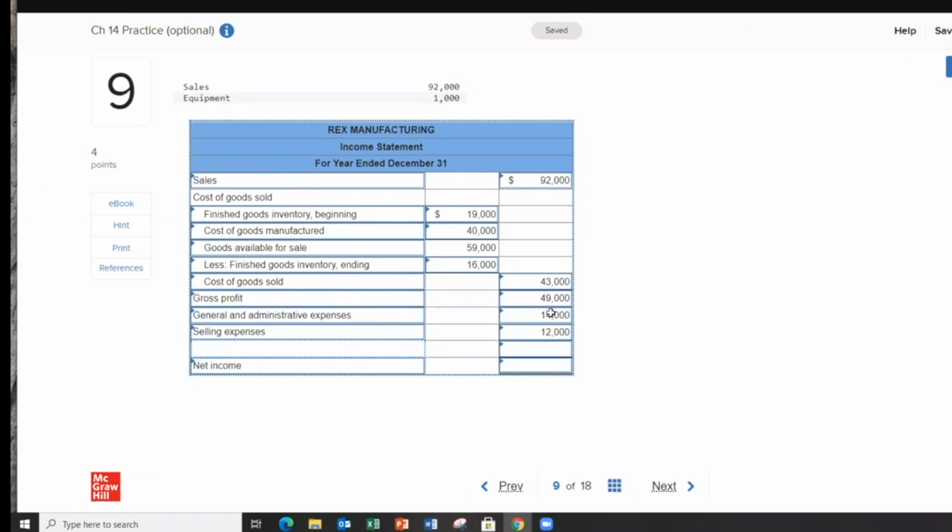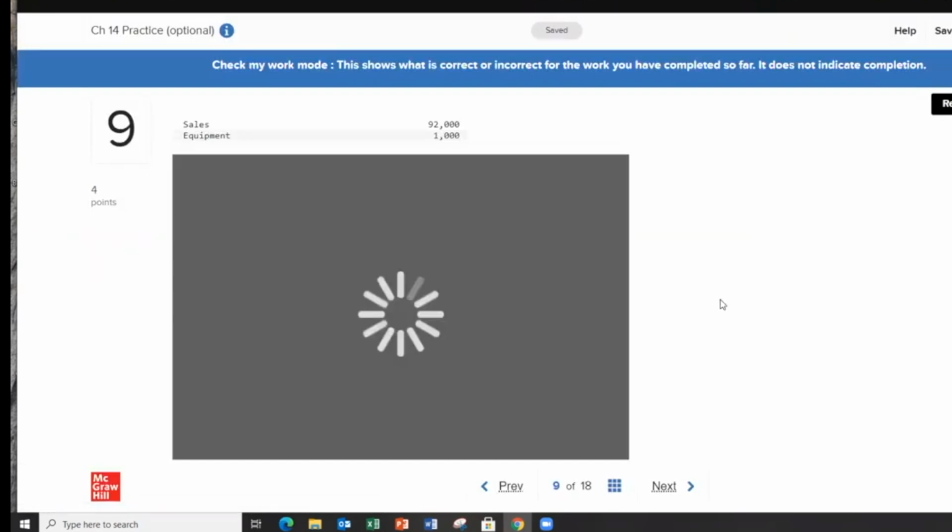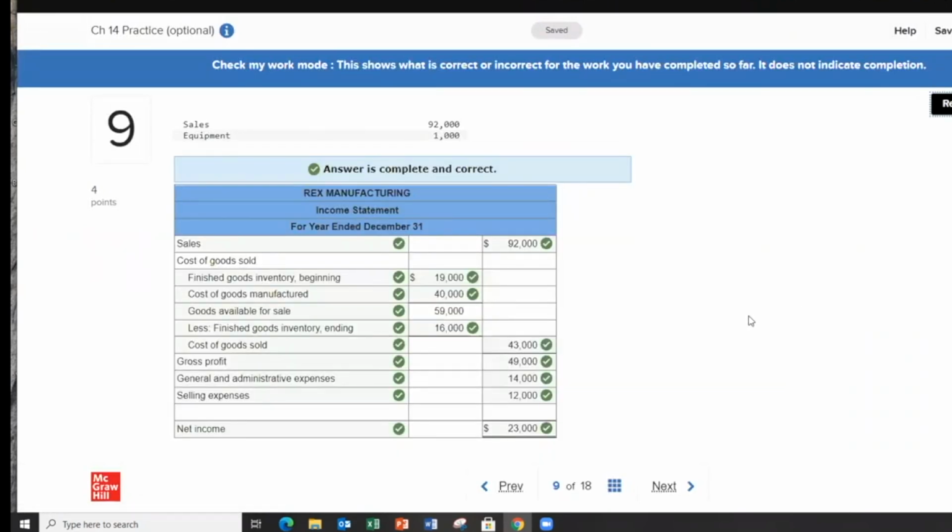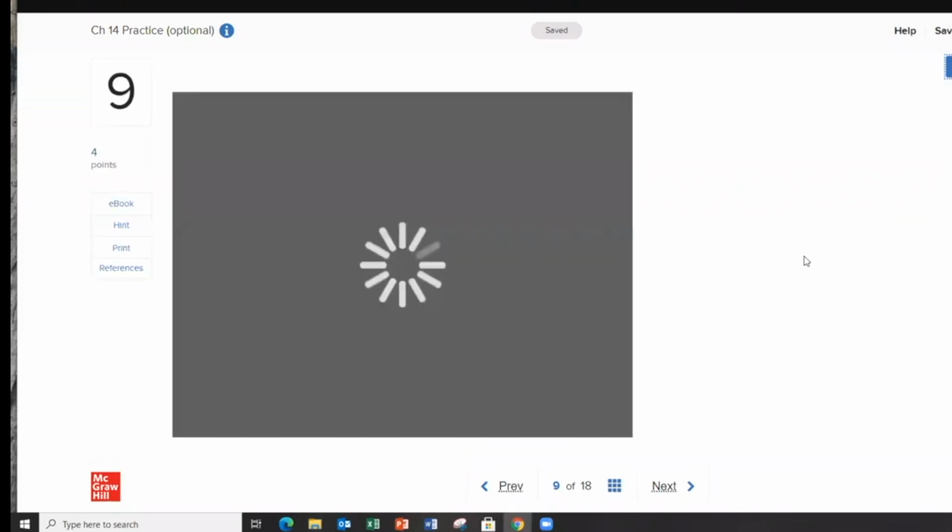$49 is our profit; minus these two things should give us our net income. I get 23,000 for my net income. It's pretty common for them to give you lines that you don't need to use, and that is the case here. All right, let's go on to the next one then.